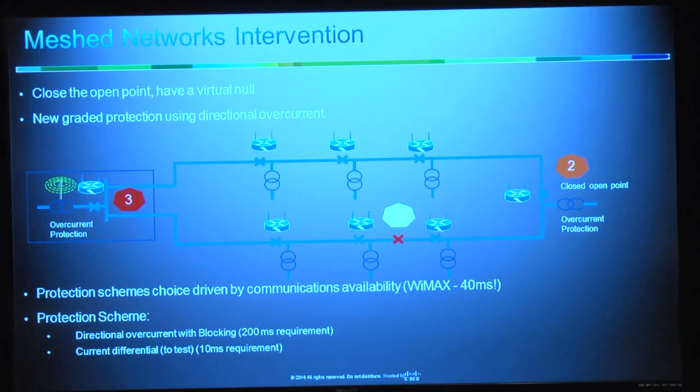And effectively, we're running 3 protection schemes now. We're running directional overcurrent with a blocking scheme at 200 millisecond requirement of latency there. We're also running overcurrent protection and current differential. And that was what needed to be tested as to whether or not this particular intervention technique would be valid to be deployed on a wider scale.